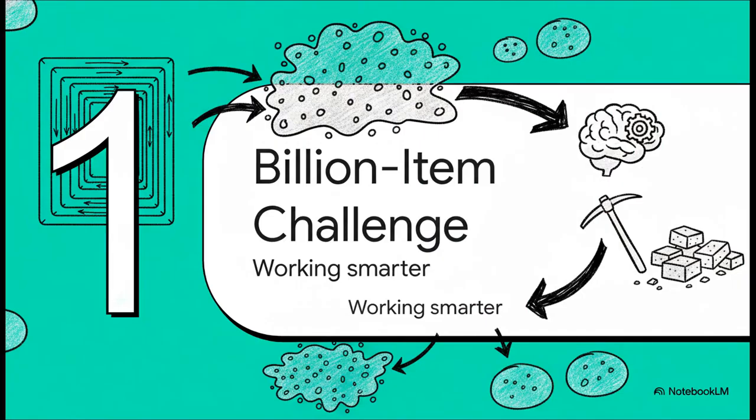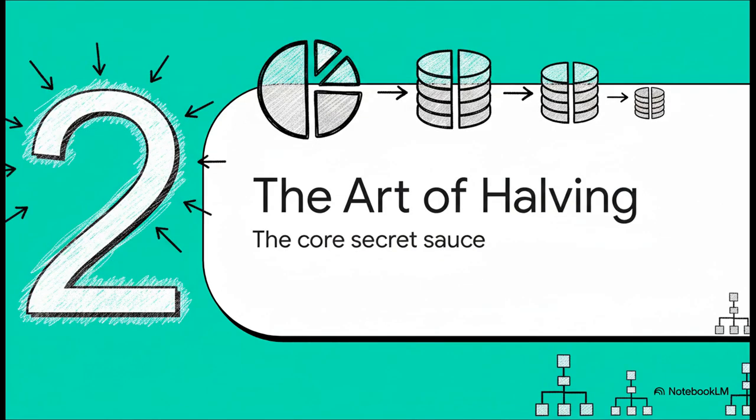So let's really focus on this billion item challenge. This is the kind of massive scale problem that binary search was born to solve. See, the key isn't to work harder, it's to work smarter by throwing out gigantic chunks of the problem with every single step. So how in the world does it do that? Well, the core idea, the secret sauce, is actually incredibly simple. It's all about the art of halving. Instead of sifting through every piece of data, you just find a clever way to throw away half of it, over and over and over again.